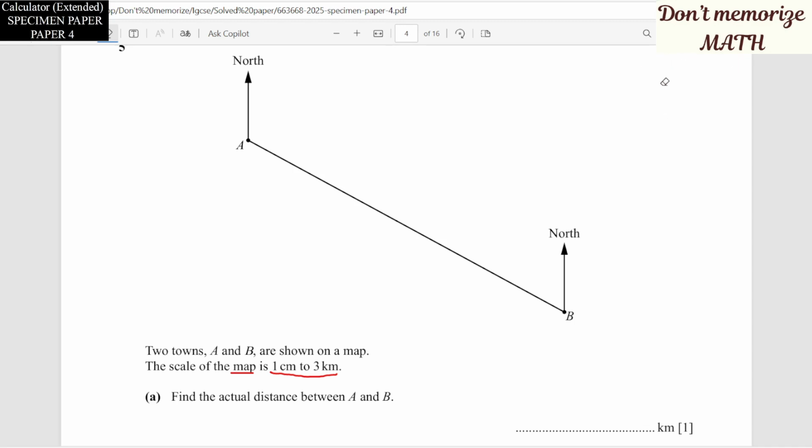Okay, let's see the given question. What is the first question? Find the actual distance between A and B. You have the distance in the map, right? So you will get the distance between A and B by using a ruler, normally in centimeter. The ruler's centimeter part you will be using. So multiply the distance by 3, and you will get the actual distance in kilometer. That's how it works.